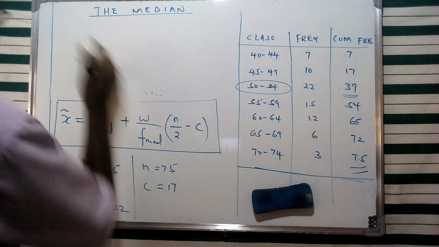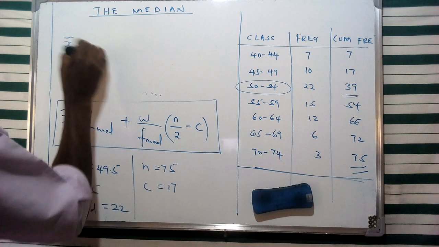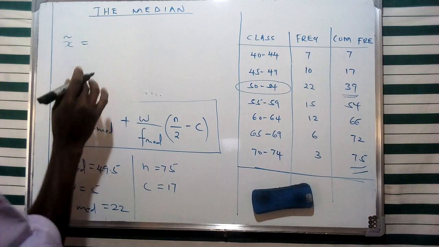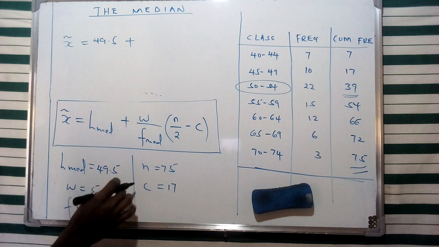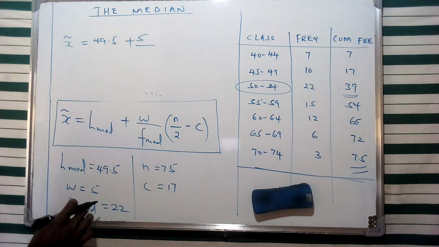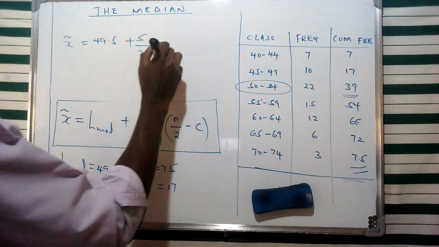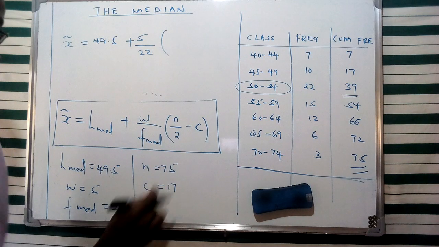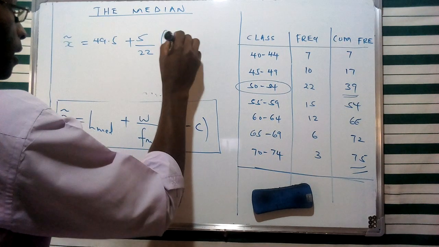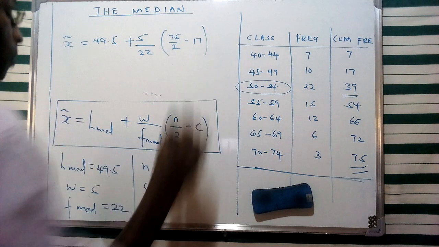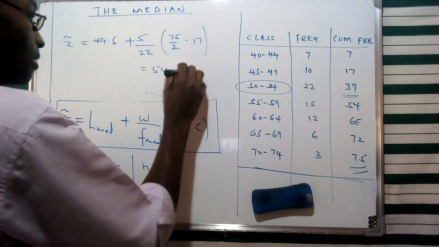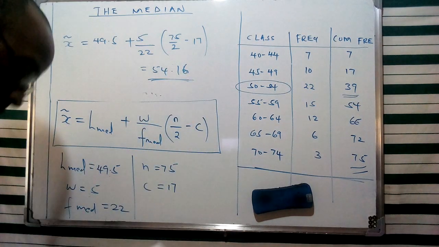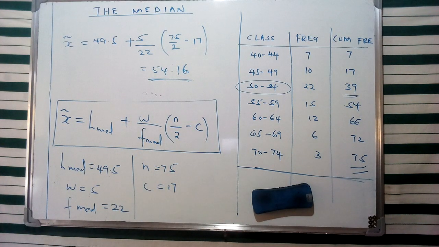So we are going to do a direct substitution and find the median. It is represented as the lower class boundary, 49.5, plus the class size, 5, divided by the frequency of the median class, 22, times N over 2. Basically, we have said that this is 75 divided by 2 minus 17, which is the cumulative frequency preceding the median class. So we are going to find this as a value of 54.16, and that's going to form our median from this set of grouped data which I've listed.